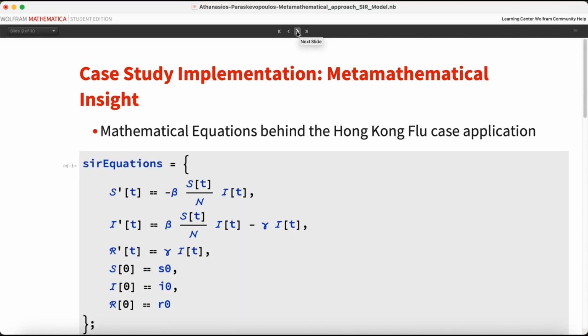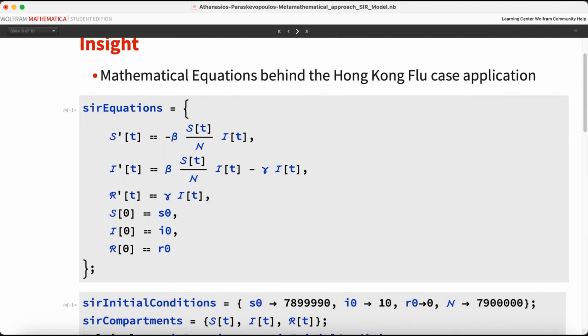In this study, the math formulas are like our tools or guide. They help us break down the big problem of Hong Kong flu into smaller and more understandable parts. Here we can see the differential equations that describe our problem. And there we can see the initial conditions.